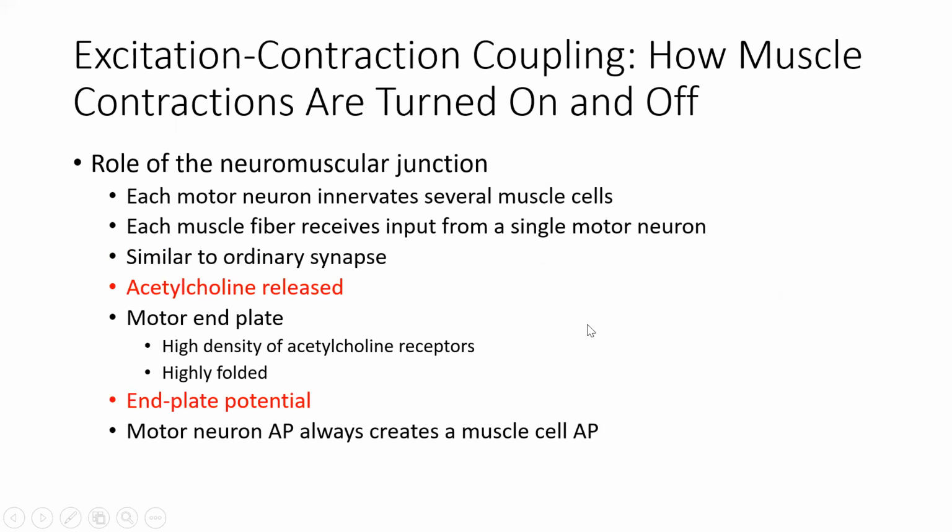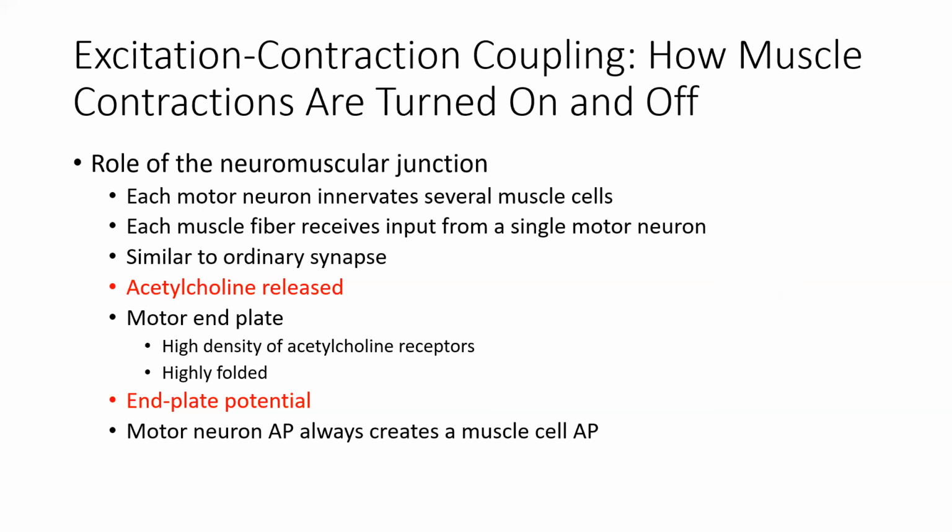This is talking about what's happening at the neuromuscular junction. We've got a motor neuron that's innervating a muscle cell or muscle fiber. We spoke about the fact that each muscle fiber can only be innervated by one motor neuron. And then one motor neuron can innervate many muscle fibers. And that was what comprised a motor unit. We spoke about the events that happen at a synapse.